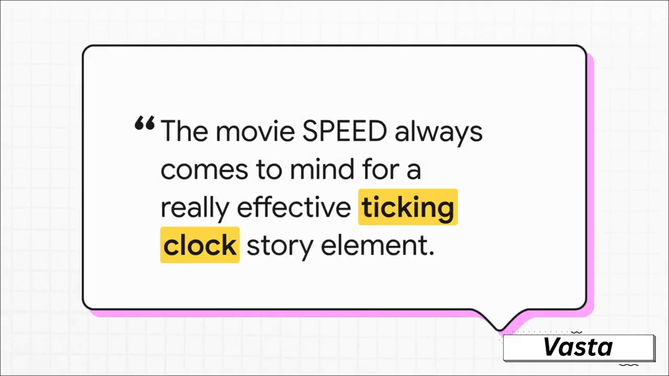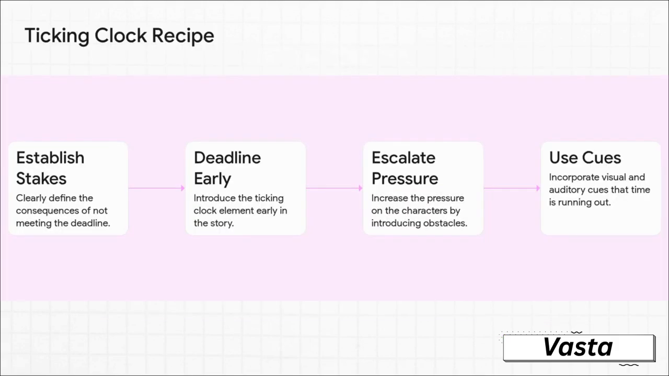You know that ticking clock element in an action movie? Think of the movie Speed. That heart-pounding tension, that feeling of they're running out of time, that doesn't happen by accident. Nope. It's meticulously designed, it's engineered by the screenwriter specifically to get you gripping the edge of your seat. And there's a recipe for it, a clear set of instructions they follow. First, you establish what's at stake. Then you throw in a deadline right at the beginning. You keep piling on the pressure, and you use all these little visual and sound cues to constantly remind the audience the clock is ticking.